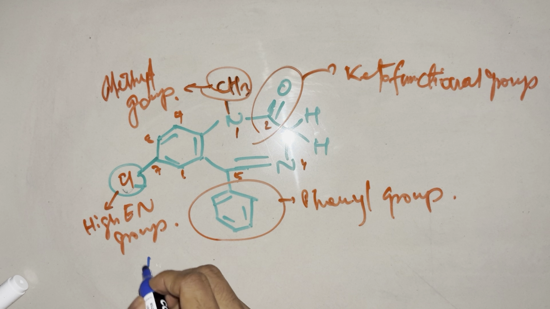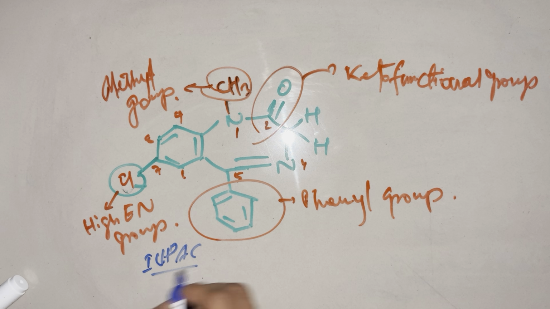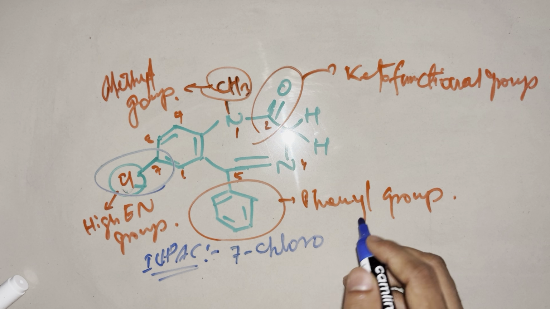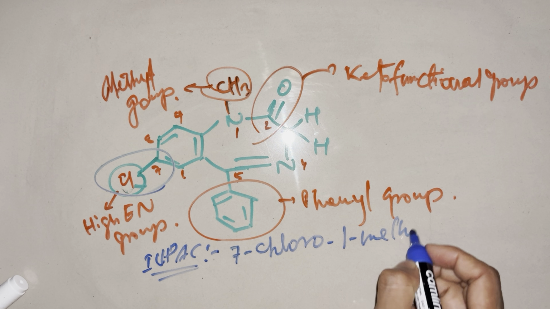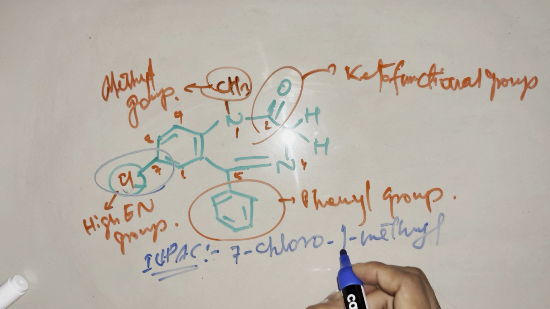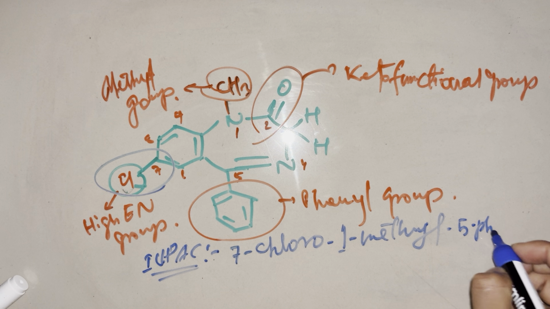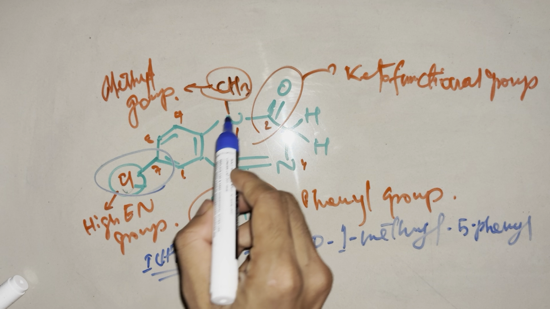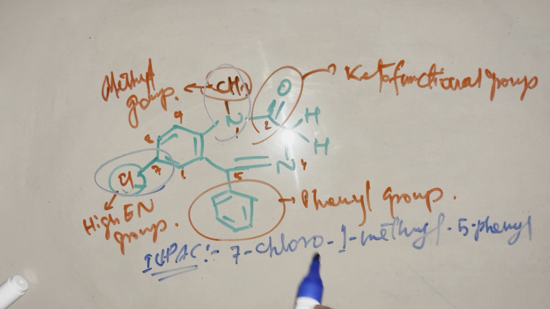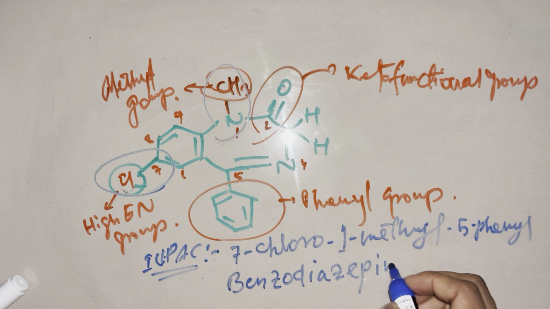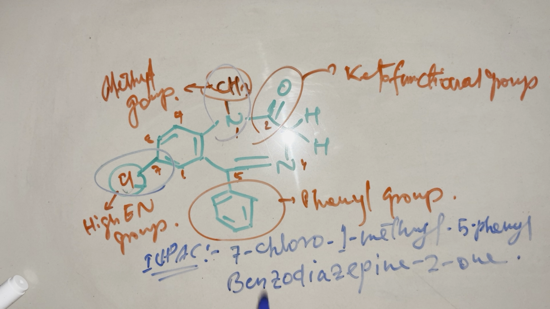So what will be the IUPAC name? IUPAC name will be 7-chloro-1-methyl-5-phenyl benzodiazepine 2-one. 2-one means that ketone group. So this is the chemical name of benzodiazepine.